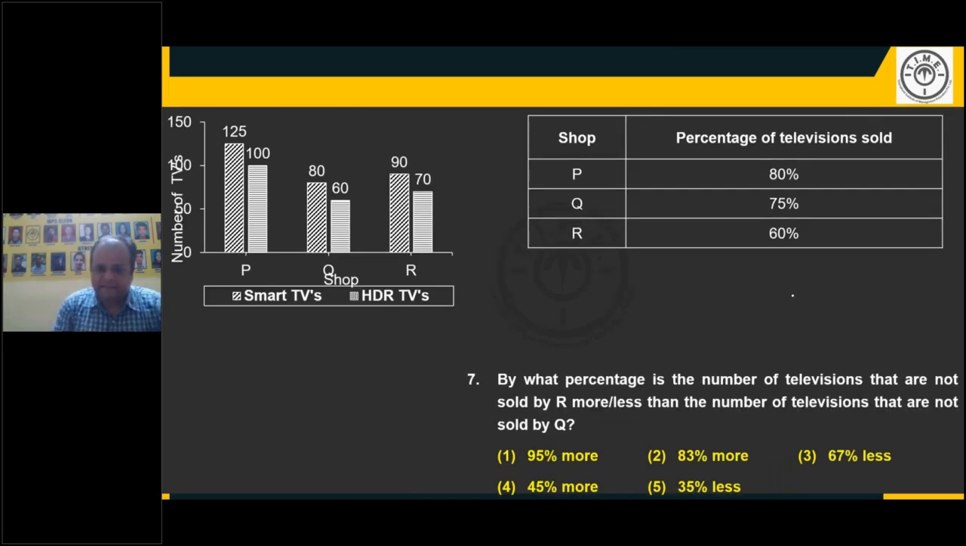All right, we look at the second one. By what percentage is the number of television that are not sold by R more or less than the number of television not sold by Q? Now we have to find R not sold and Q not sold and compare them in terms of percentages. Try this and let me know the answer.